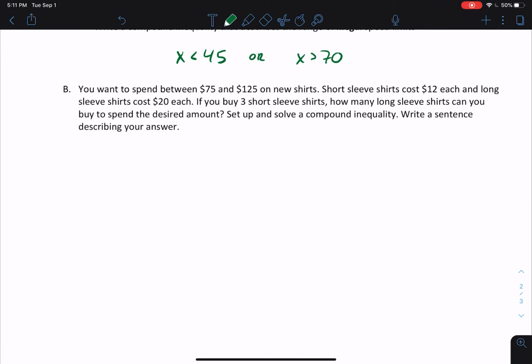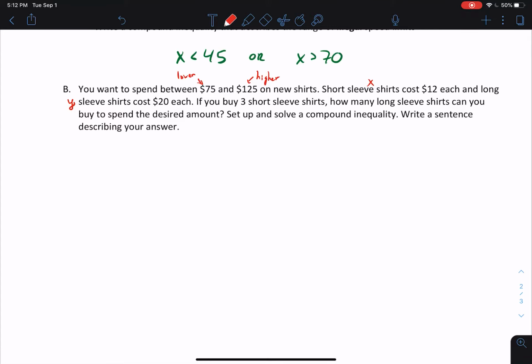You want to spend between $75 and $125 on new shirts. So those are your limits. Those are your restrictions. 75, that's my lower limit. 125, that's my higher limit. Okay, short sleeve shirts cost $12 each. Long sleeve shirts cost $20 each. All right, so for short sleeve shirts, I'm going to call those x. Long sleeve shirts, I'm going to call those y. You could also use s or l. I don't care what you use.